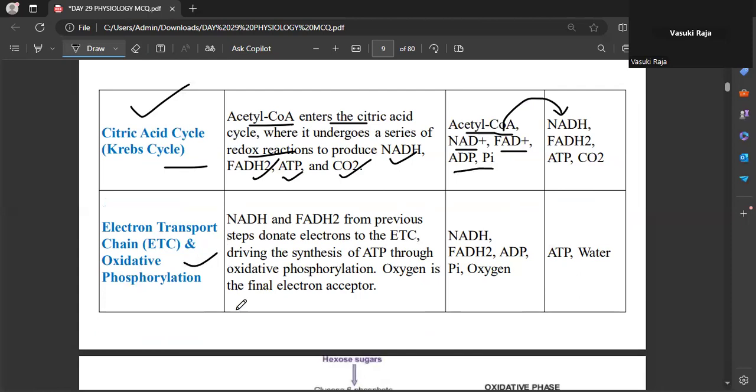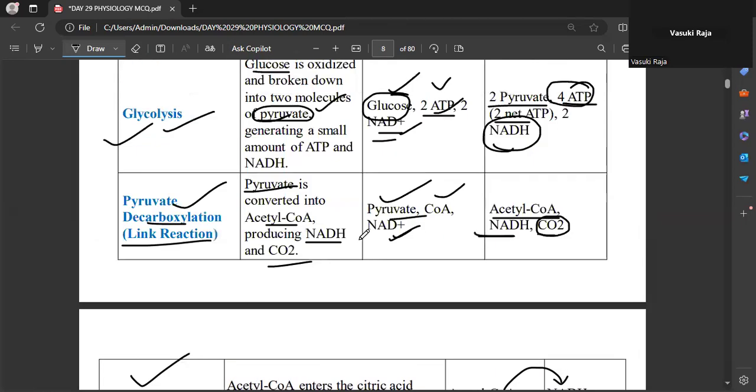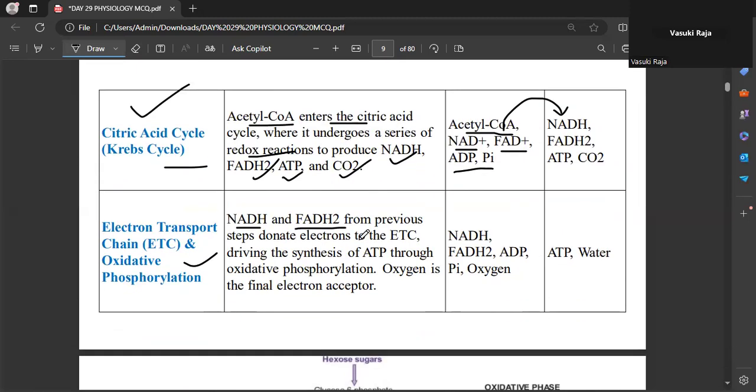Right? Now, in the electron transport chain in oxidative phosphorylation, the NADH and FADH2 from the previous steps, glycolysis, pyruvate decarboxylation and the citric acid cycle, will all donate their electrons to the electron transport chain. And this drives the synthesis of ATP. As I said before, whenever electrons are transferred from one carrier to another carrier, there will be a release of some energy. As a result, that energy is used in the production of ATP. That is what the cycle is.